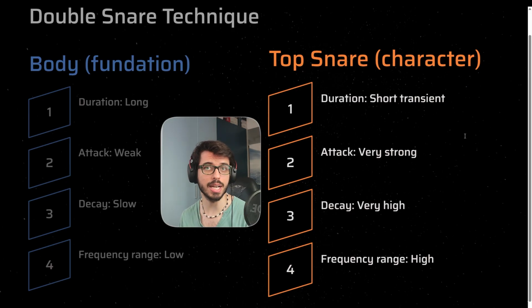Next up, the attack. Coherently with the duration, the attack should be strong. So, like I told you, we want a transient. Next up, the decay. So also this should be very, very high, okay? And then finally we have the frequency range, and generally you want to have a frequency that is just a little bit higher with respect to the body, so that you can really hear the tonal character of the top snare, okay? The top snare is what gives you the character and the sound. The body is what gives you the power.